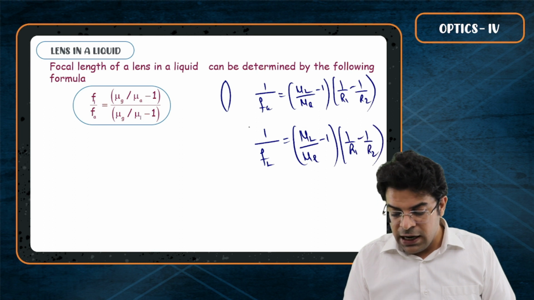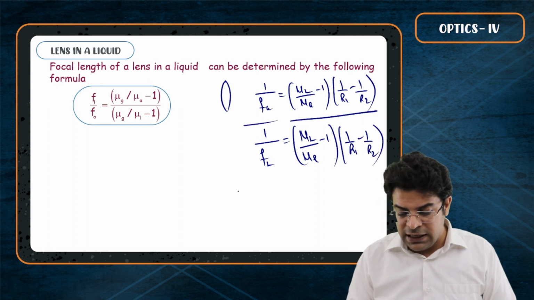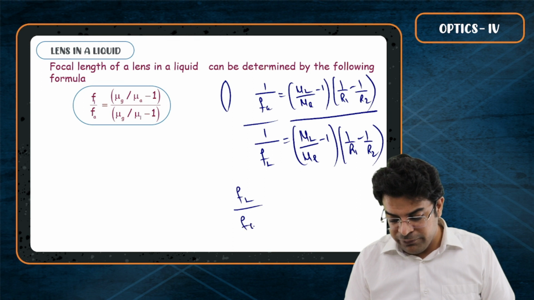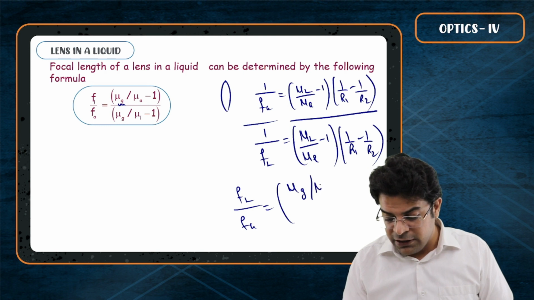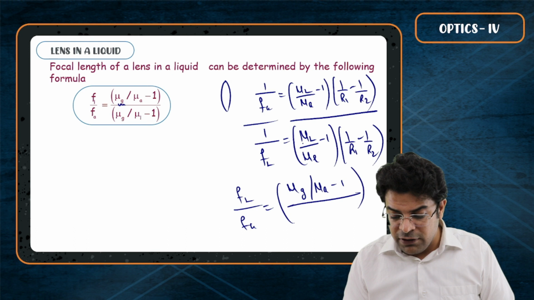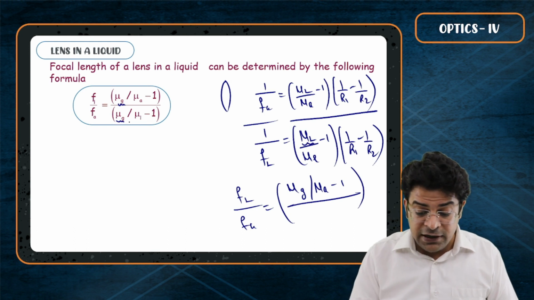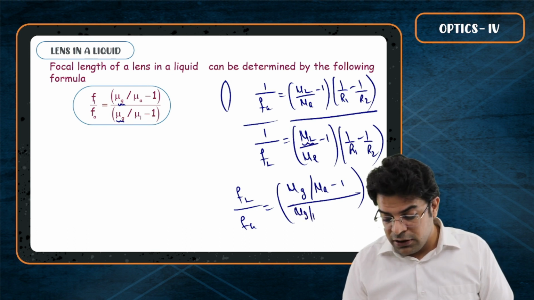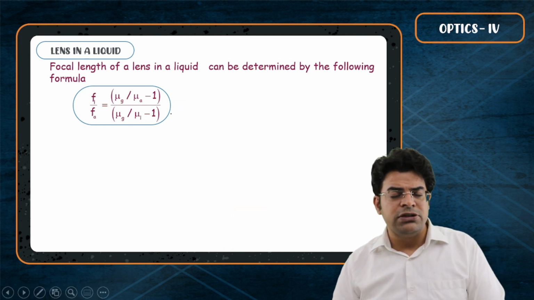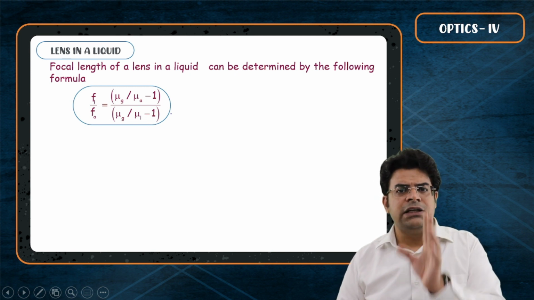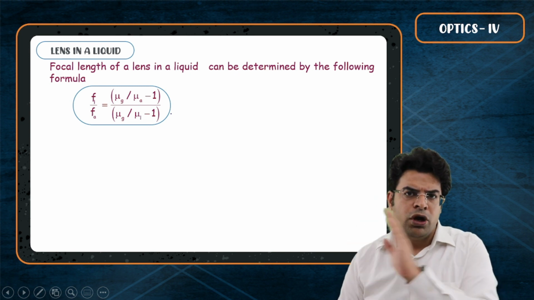And dividing them both sides, you will say that FL by FA equals to refractive index of lens, which is written here as refractive index of glass, by refractive index of air minus 1, upon refractive index of lens, which is written as refractive index of glass, upon the refractive index of surrounding liquid minus 1. And this part gets cancelled. So this is from where the formula comes. It is nothing but an extension of the lens maker's formula.